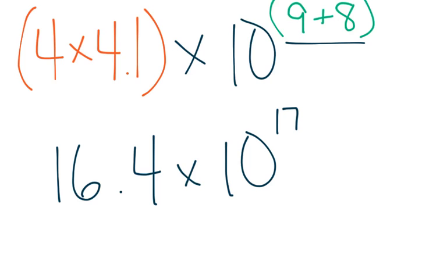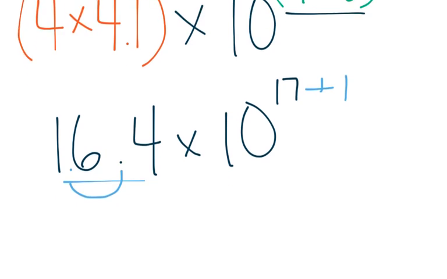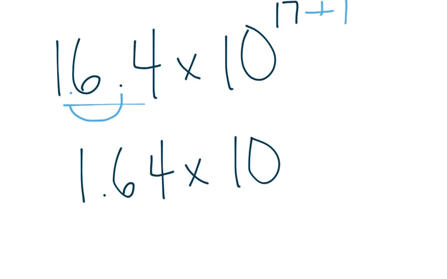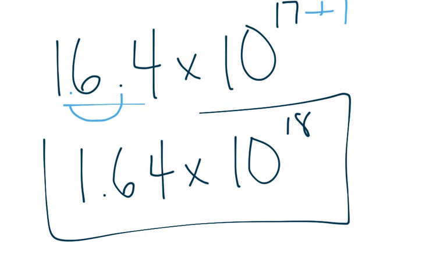So remember, this first number needs to be in between 1 and 10. So 16.4 is bigger than 10. We need to make it smaller by moving the decimal 1 place. And since we move it 1 back, we are going to add 1 to the exponent. So we are going to have 1.64 times 10, and 17 plus 1 is 18. And this is our answer.